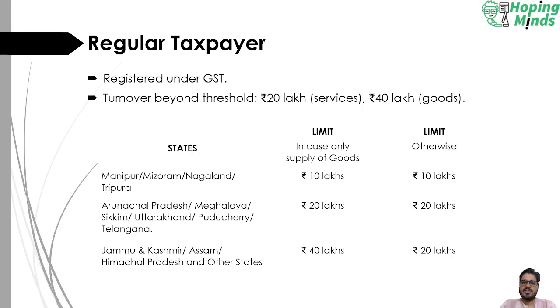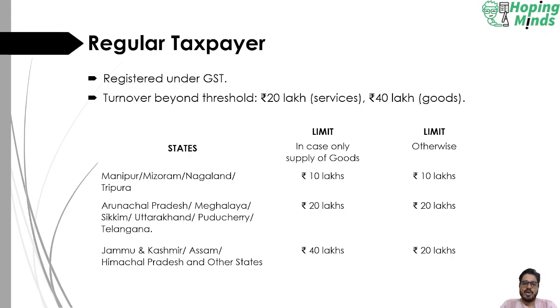So let us see who are regular taxpayers. A regular taxpayer is registered under GST whose turnover has exceeded the basic threshold limit of 40 lakhs in case of goods and 20 lakhs in case of services. The threshold limit for special category of states is different. For Manipur, Mizoram, Nagaland and Tripura, this limit is 10 lakhs in case of supply of goods only. Also in case of services, it is 10 lakhs.